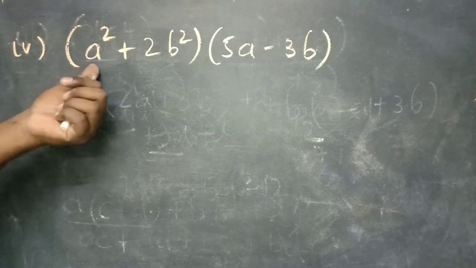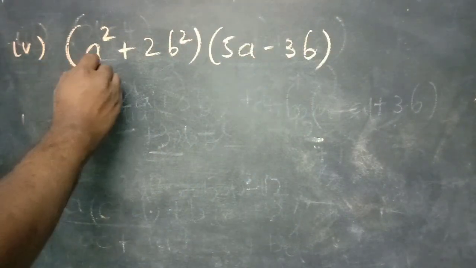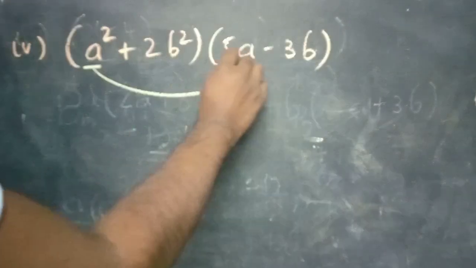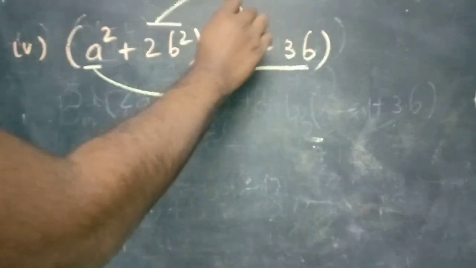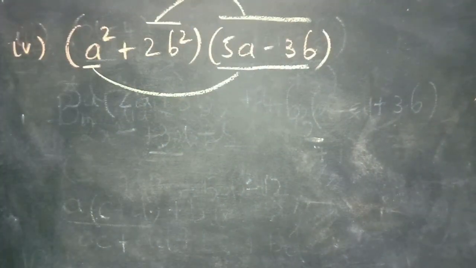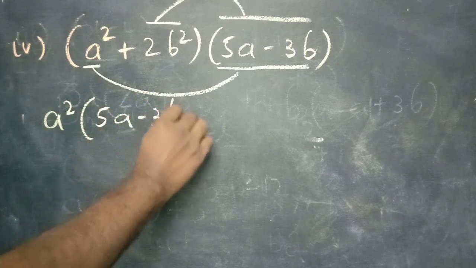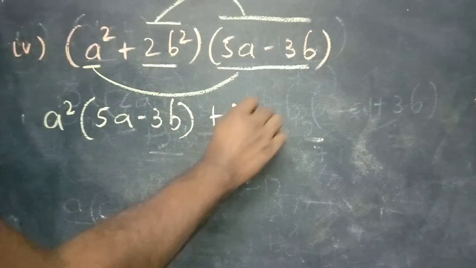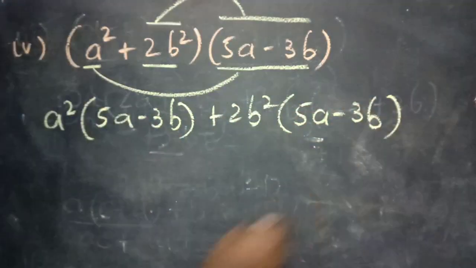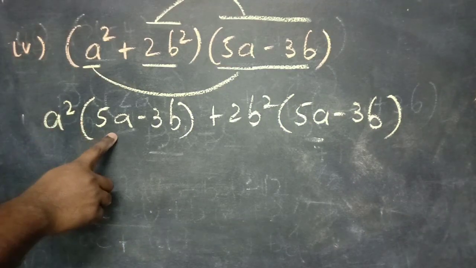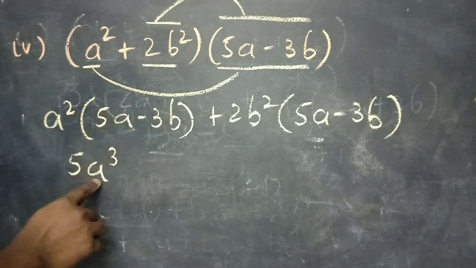Next question, a square plus 2b square into 5a minus 3b. Now take the first term and multiply with the binomial term. Then take the second term and multiply with the binomial term. Now a square into 5a minus 3b, then 2b square into 5a minus 3b. Now what do you get? a square into 5a, it is 5a cube. a square into a is a cube.